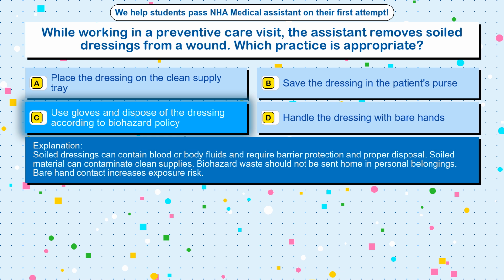Soiled material can contaminate clean supplies. Biohazard waste should not be sent home in personal belongings. Bare hand contact increases exposure risk.